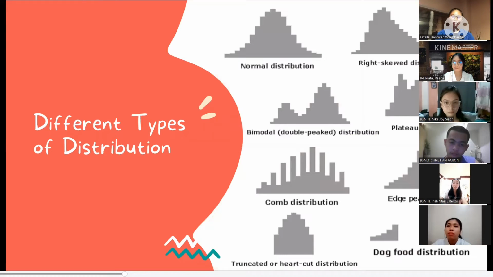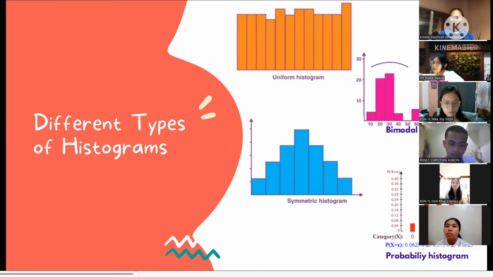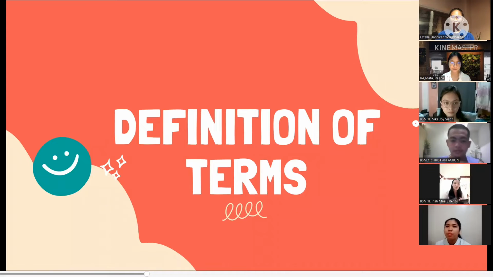To discuss more about the definition of terms of the histogram, we have Mr. Agbon. Good day, everyone. My name is Christian Agbon, and I will report on definition of terms.